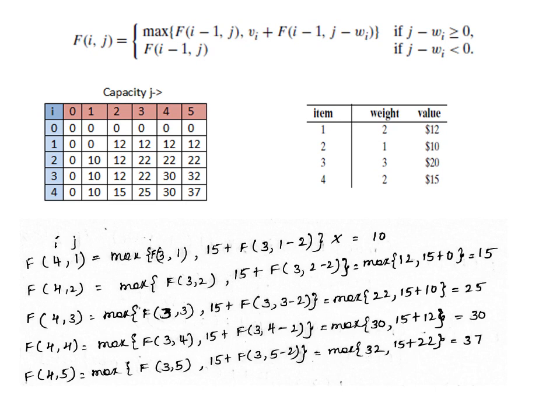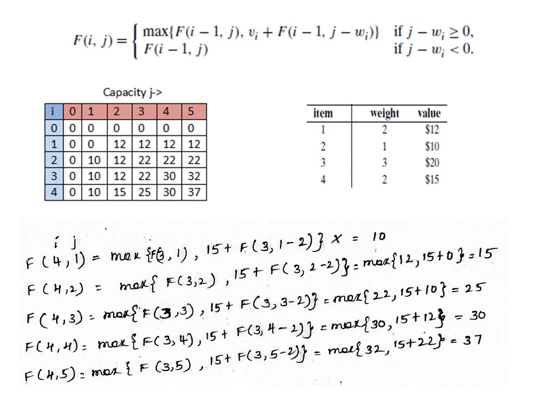Then f of 4 comma 2 is equal to maximum of f of 3 comma 2 comma 15 plus f of 3 comma 2 minus 2. Now it is 0, a positive value, so we can place the new value. So maximum of 12 comma 15 plus 0. The maximum is 15. So f of 4 comma 2 is 15.